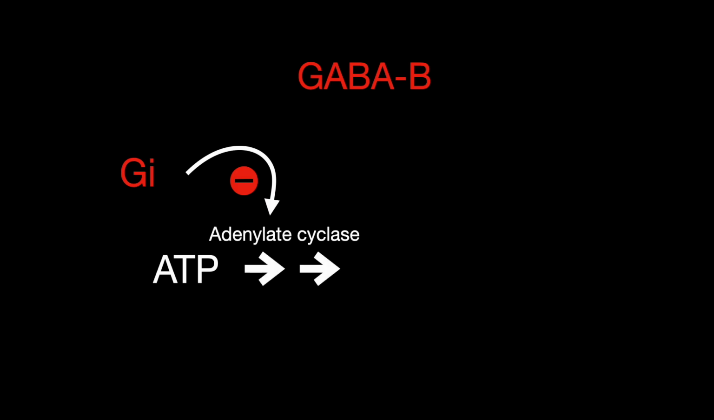When GABA binds to a GABA-B receptor, it activates an inhibitory Gi protein. This triggers several intracellular events that reduce neuronal excitability. First, the activated Gi protein inhibits adenylyl cyclase, the enzyme responsible for converting ATP into cyclic AMP. As cyclic AMP levels decrease, neuronal activity is reduced.